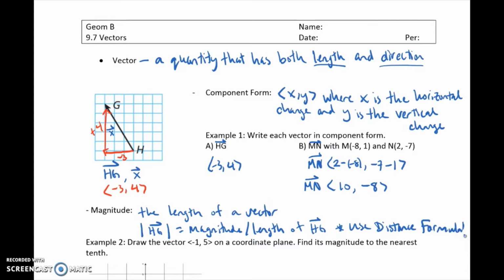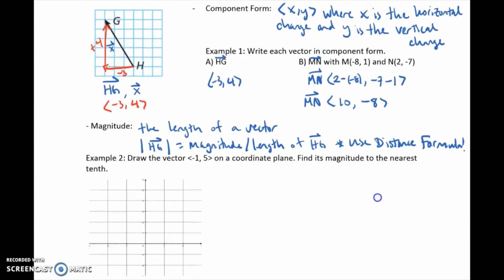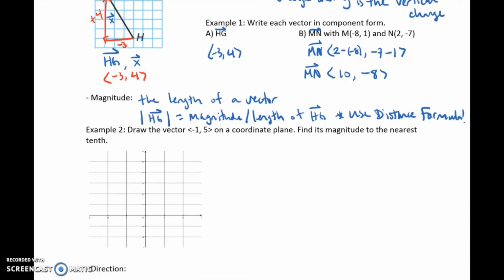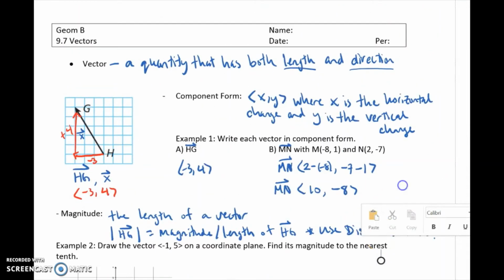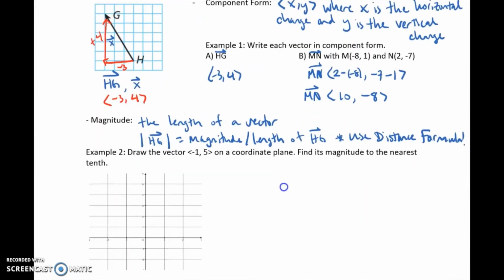Okay, so if we take a look at example 2, we're going to draw out this vector and then find the magnitude to the nearest tenth. And this magnitude and direction is going to help us notice, just giving you a preview, how this creates a right triangle. It's going to connect us back to trig when we're looking at specific situations.